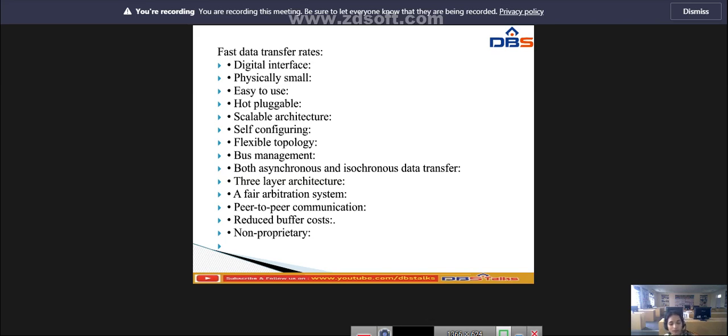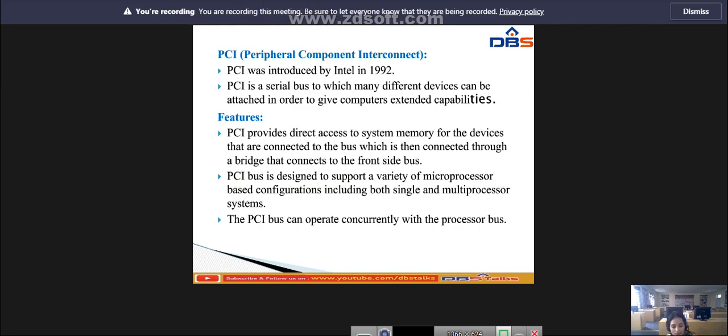So, next coming to PCI, peripheral component interconnect. PCI was introduced by Intel in 1992. PCI is a bus to which many different devices can be attached in order to give the computer extended capabilities.